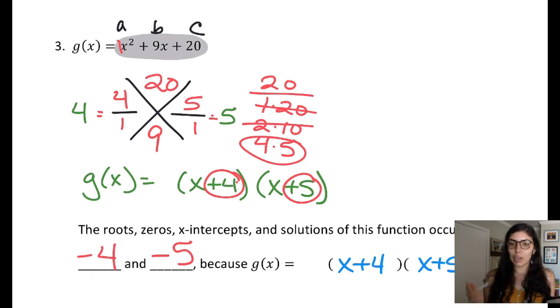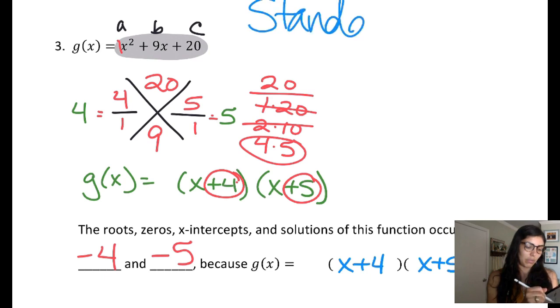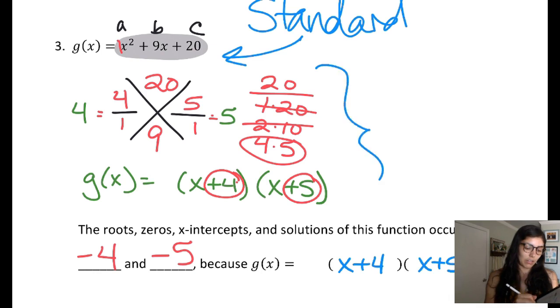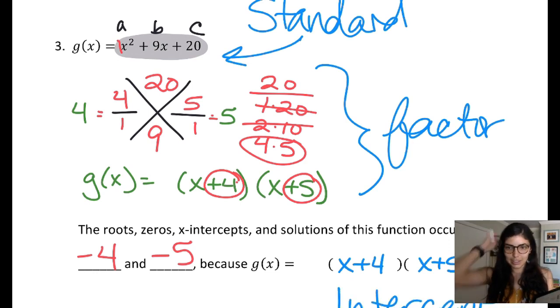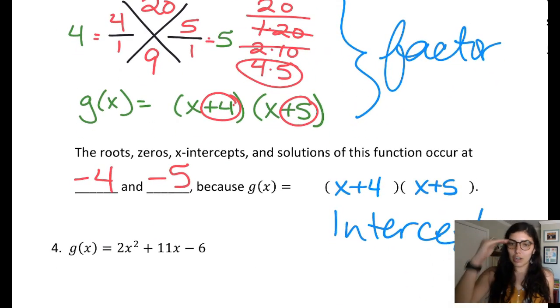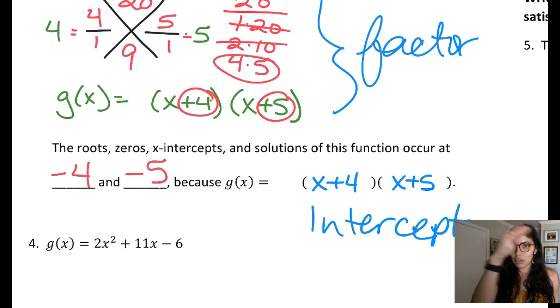So when we aren't given this function in intercept form, when we're given the function in standard form, we can factor it to get it in intercept form. And I know it's a little off screen here, so let me scoot up for you. So if we start in standard, we can actually factor it the way we learned to factor, and then have it written in intercept form.